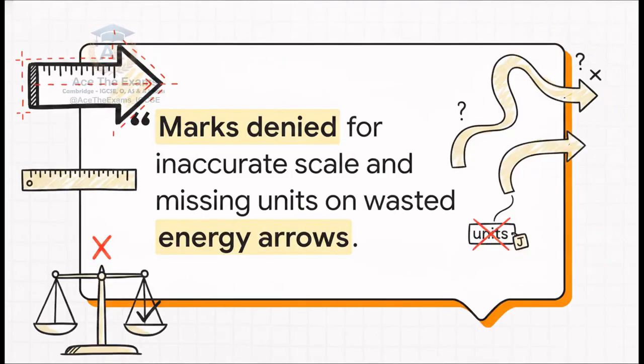Well, here's the harsh reality, straight from the source. The examiner's verdict: marks denied for inaccurate scale and missing units on wasted energy arrows. The mark scheme is strictly mathematical, folks. If your chosen scale is 1 millimeter equals 1%, and your 67% wasted energy arrow is drawn 50 millimeters wide instead of exactly 67, you lose the mark. It is a precise mathematical model, not just a loose sketch.